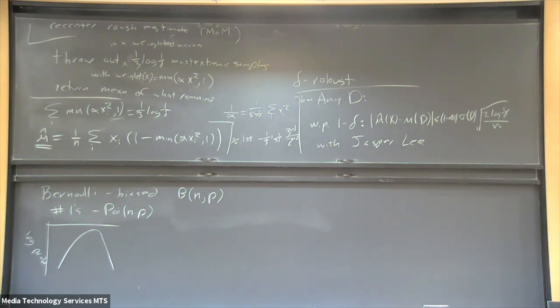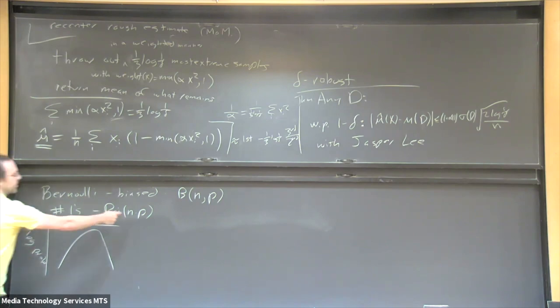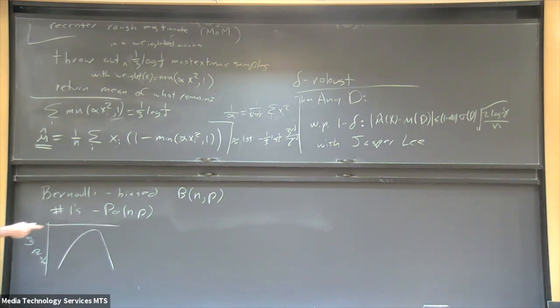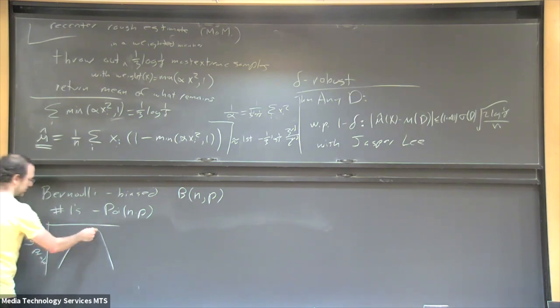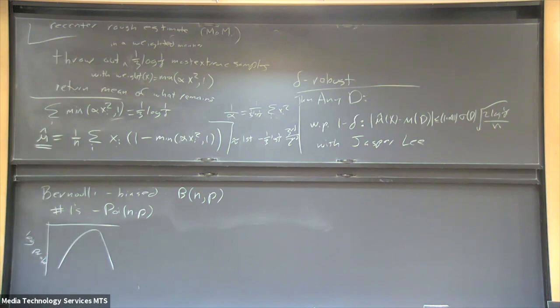Like, you're going to think about p less than 1 over n. So we're fixing n times p. And this axis is the number of ones that are observed from this. And this is the log probability of seeing that many ones. Okay. The sample mean is just proportional to the number of ones that you get. So this axis you can also think of as being the sample mean.